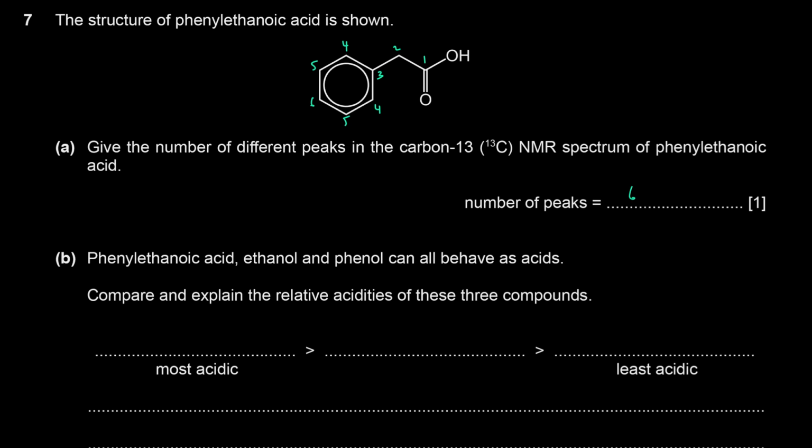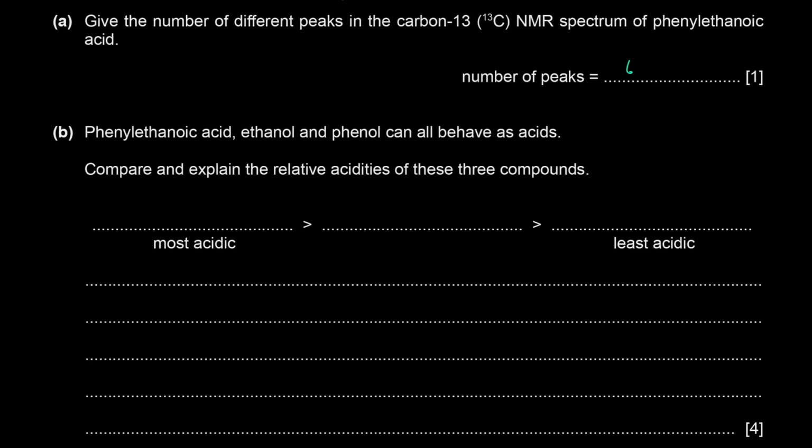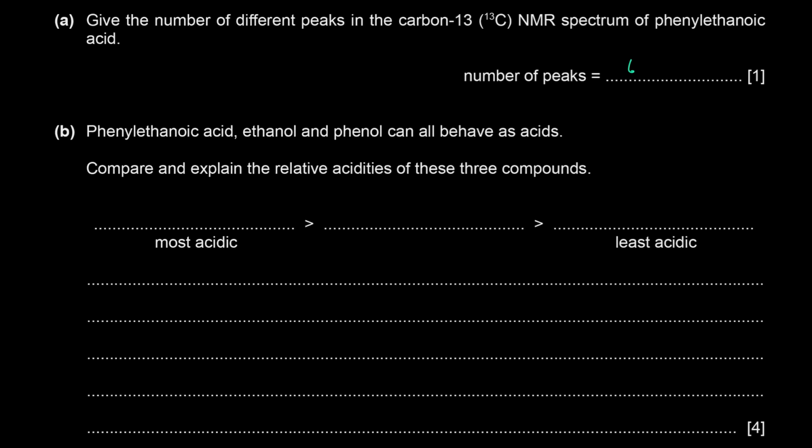carbon NMR spectrum. Phenylethanoic acid, ethanol, and phenol can all behave as acids. Compare and explain the relative acidities of these 3 compounds. Now, the least acidic over here must be ethanol, right? That's the least acidic one. And what's the most acidic here? When we talk about a carboxylic acid versus phenol, carboxylic acids tend to be more acidic than phenol. The phenol is also acidic, but not as acidic as carboxylic acids. Now explain why.